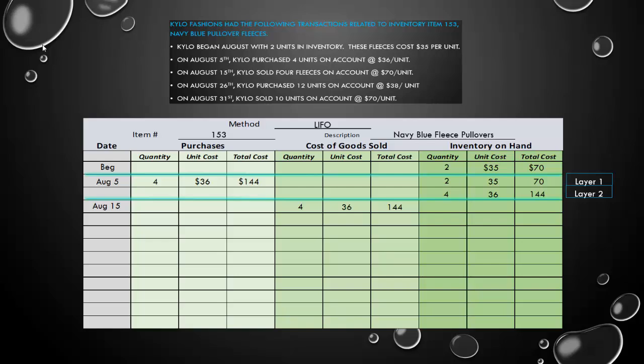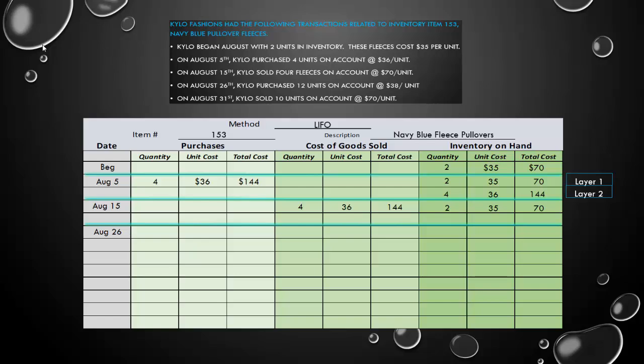After we make that sale, what's left in our inventory for navy blue fleece pullovers? Well, we had 2 $35 units. We haven't touched those. We had 4 $36 units, and we just sold all of those, which means all we have left in our inventory on hand for item number 153 are the 2 $35 units, giving us a total cost or valuation of $70.